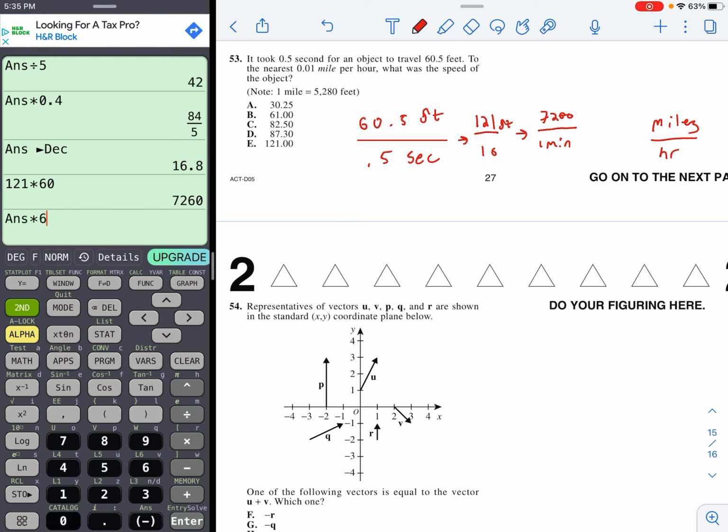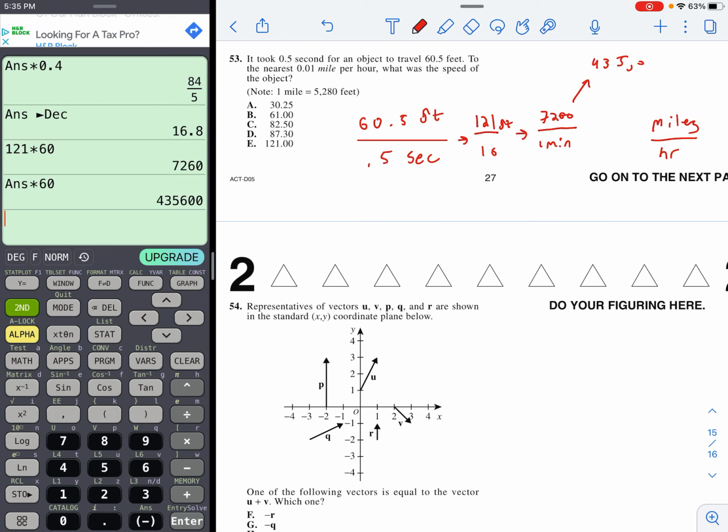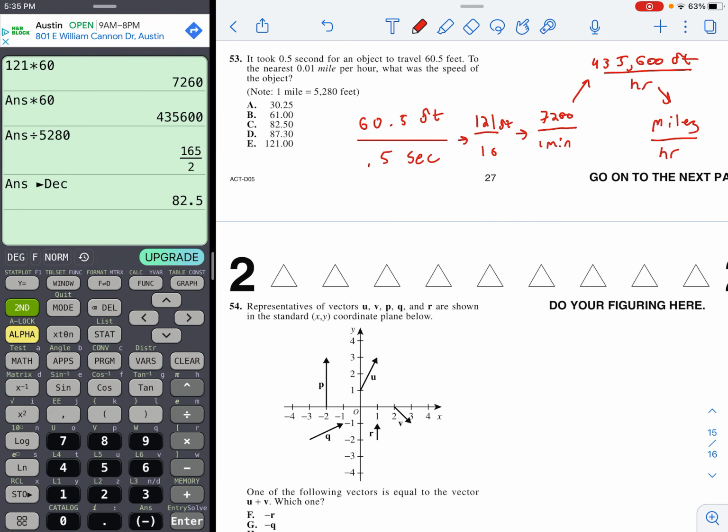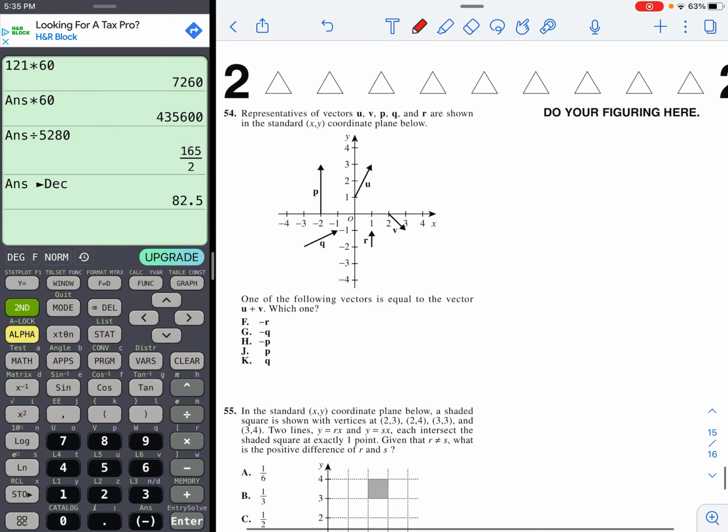I'm going to multiply by 60 again to get per hour. And so I'm going to run out of room here, but I'd have 435,600 feet per hour. But I want miles per hour, so I just need to divide this by 5,280, and that will tell me that I have there 82.5 miles per hour. So just take it one step at a time there on that one.